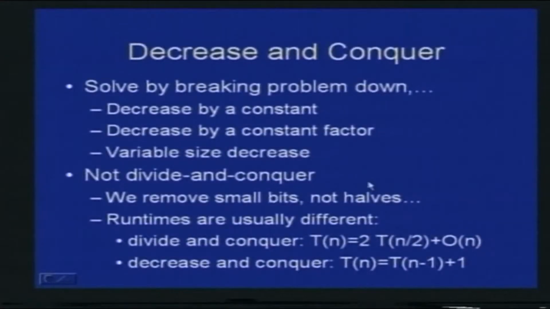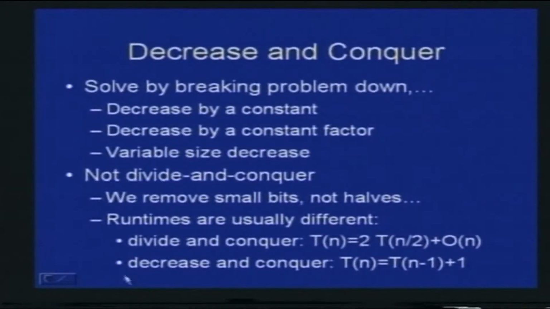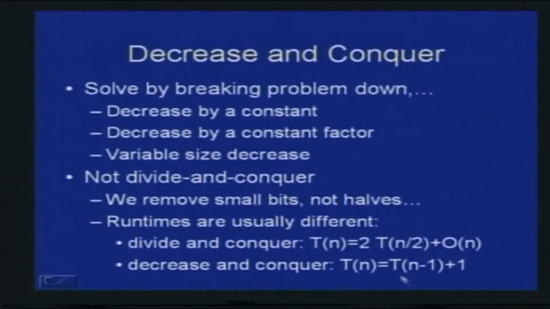It is not divide and conquer because we remove small bits and not halves. There we had n by 2. When I say divide and conquer, it is always n by 2. And run times are usually different. For divide and conquer, it is approximately 2T(n by 2) plus order of n. For decrease and conquer, it is T(n minus 1), that is the solution to the previous problem, plus 1. Here it is a solution to the n by 2, 2 times T(n by 2), you do 2 times T(n by 2). Here you understand the difference between these two.